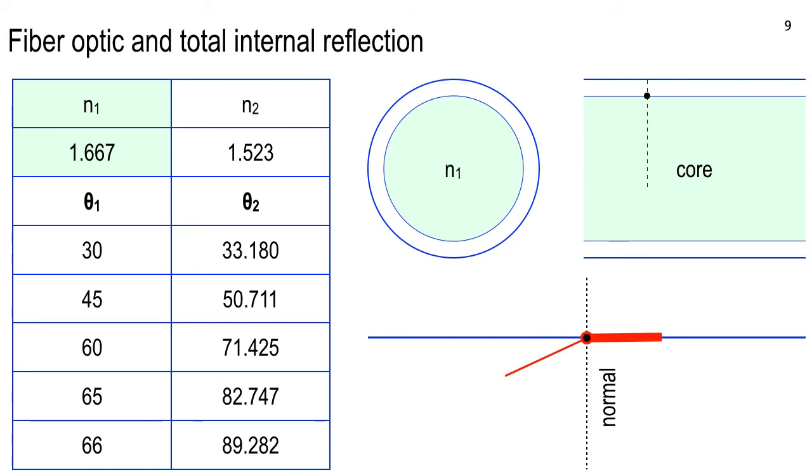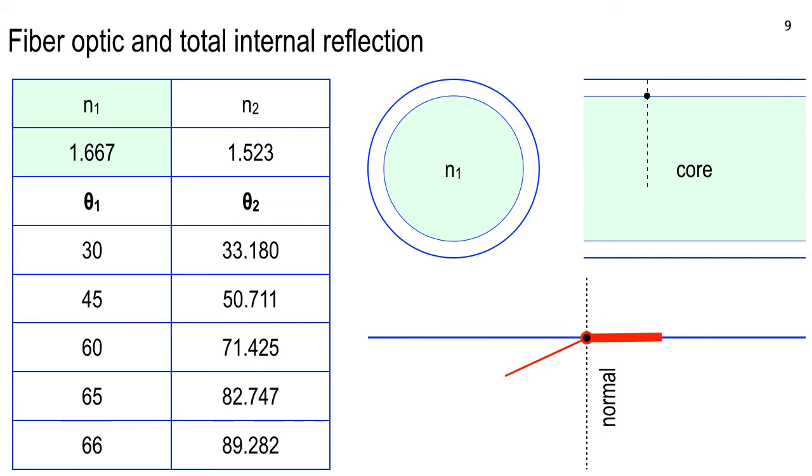Right? Now this is 89 degrees, 0.282. It's almost 90. All right, so my critical angle is probably somewhere between 66 and 67 for this pairing of the two types of glass, crown glass and flint glass. That's the two different kinds of glass in the table.